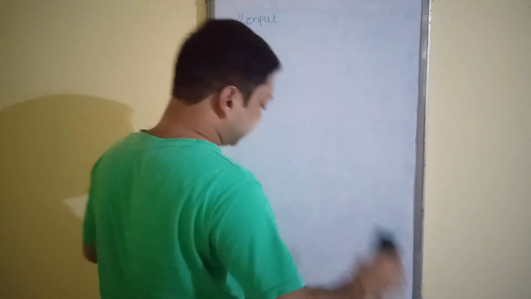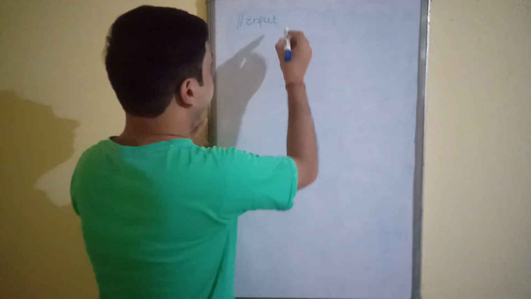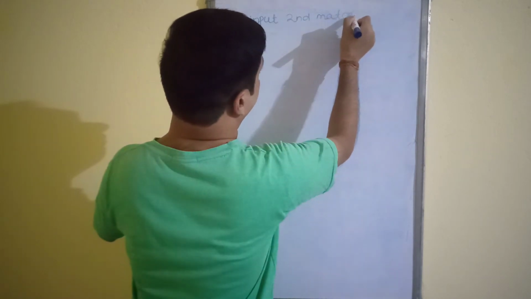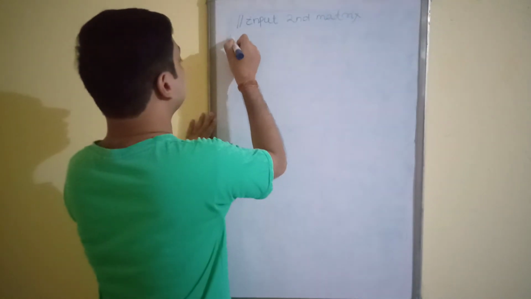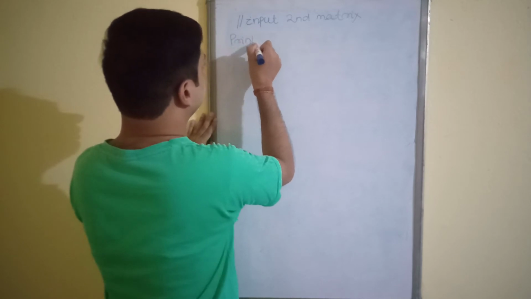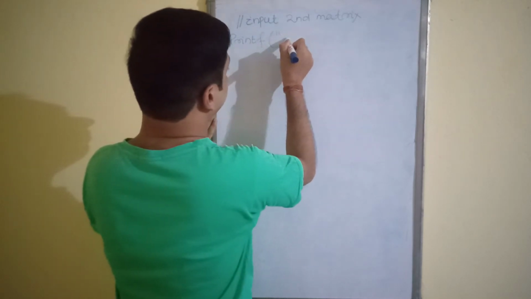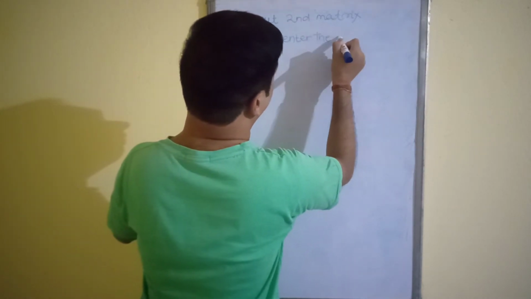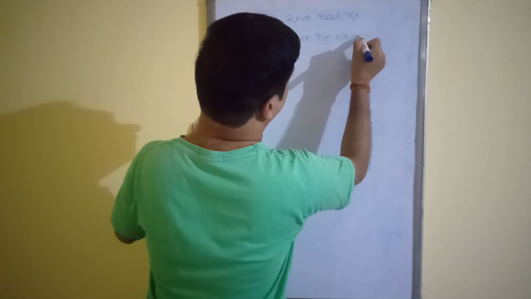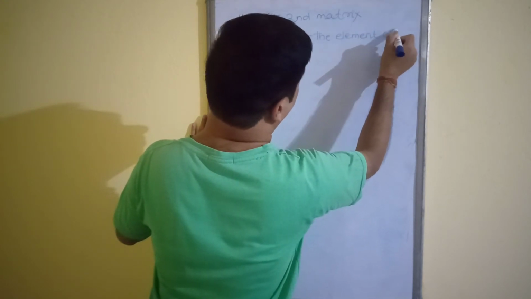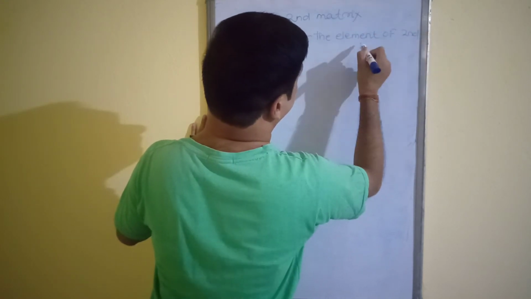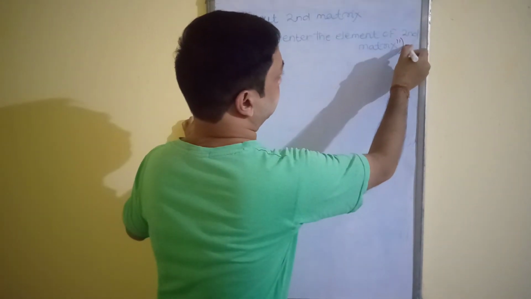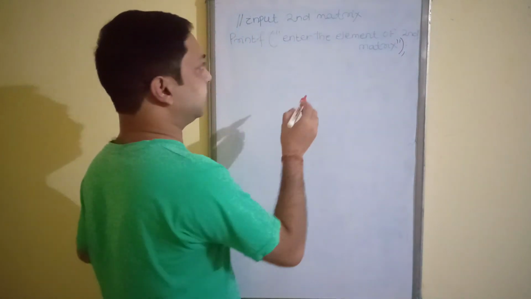So the third step is, in the same way, we will input the second matrix elements. Input second matrix. So I can write here printf, "Enter the element of second matrix." Now we have to input the elements of the second matrix.